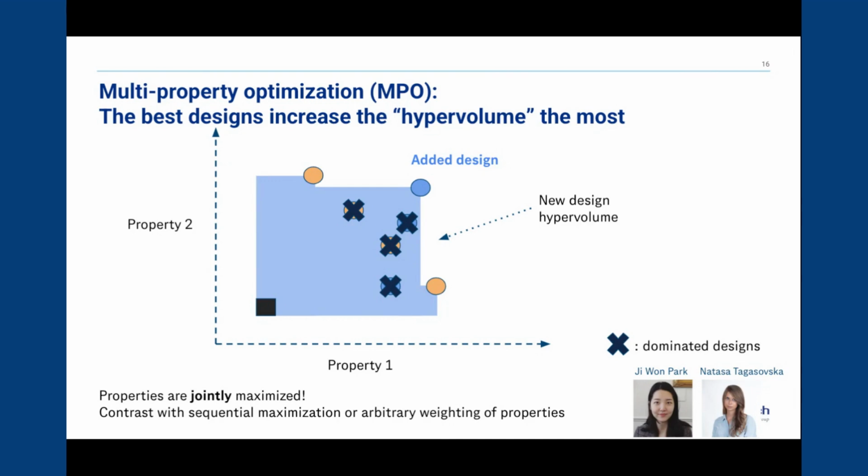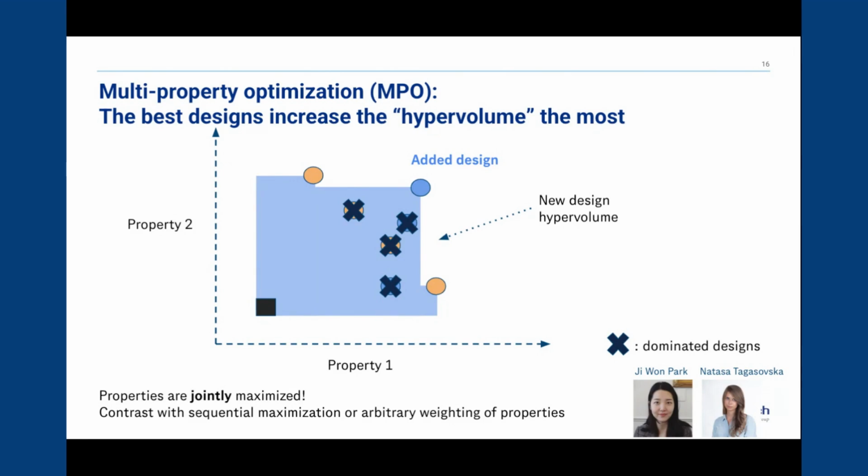Since we need to look at all the objectives at the same time, this figure shows just two properties. It could be expression and affinity, for example. The blue area here is the one formed by added designs, so the two orange dots and the one blue one are forming this hypervolume. In this case, it's a plane that we're trying to maximize when we are running the lab in the loop process.